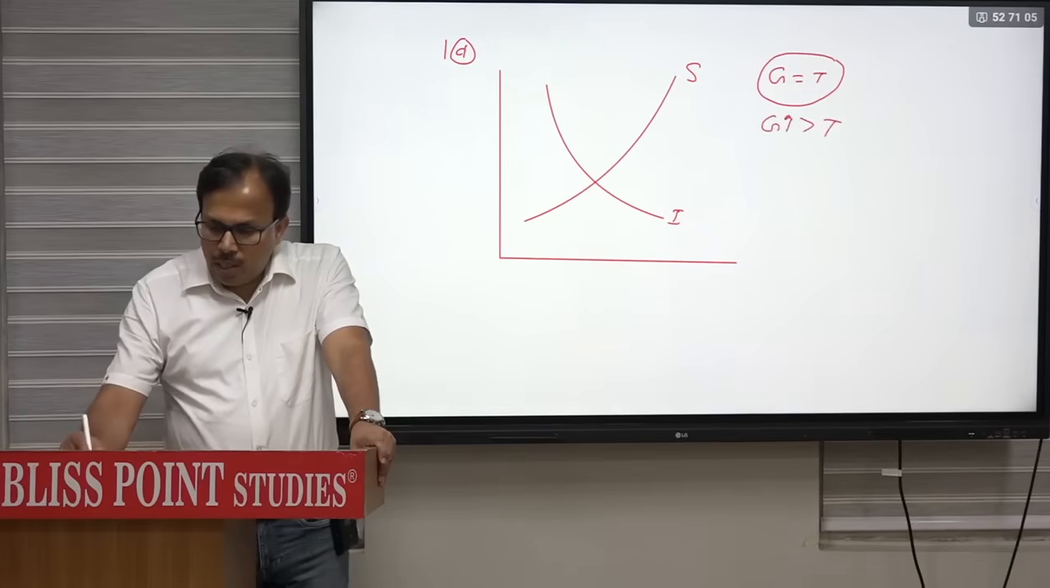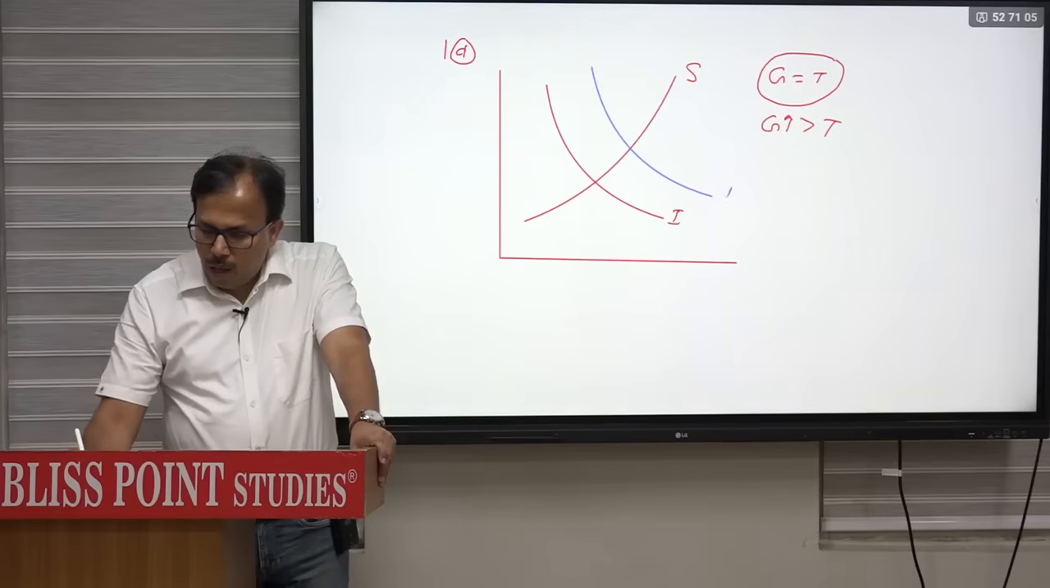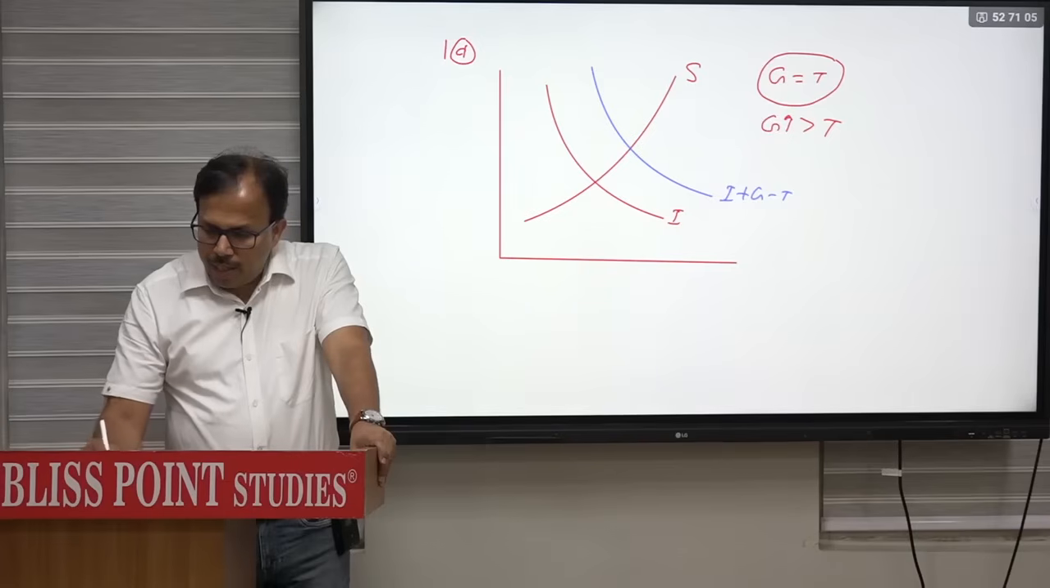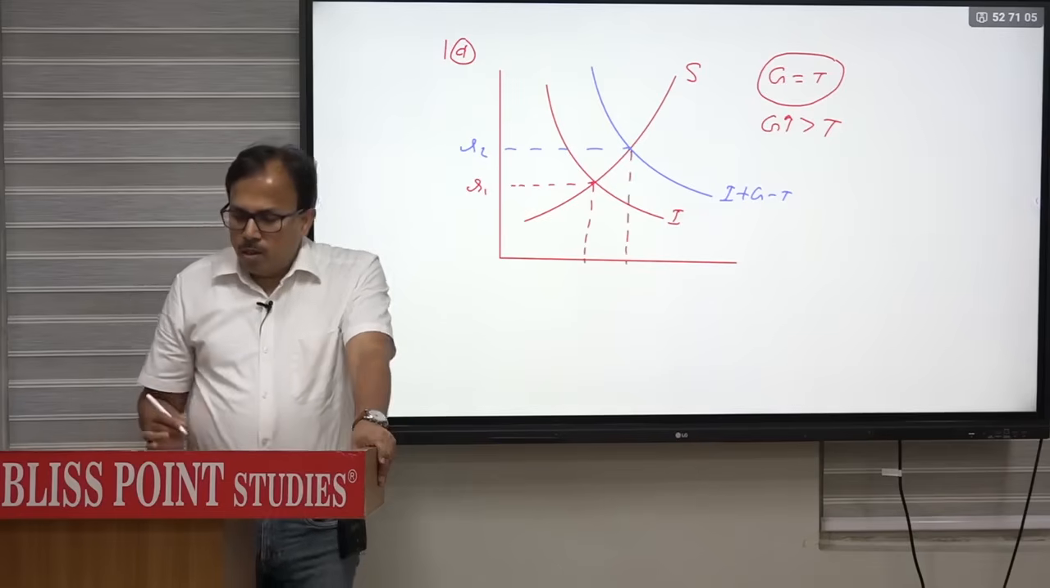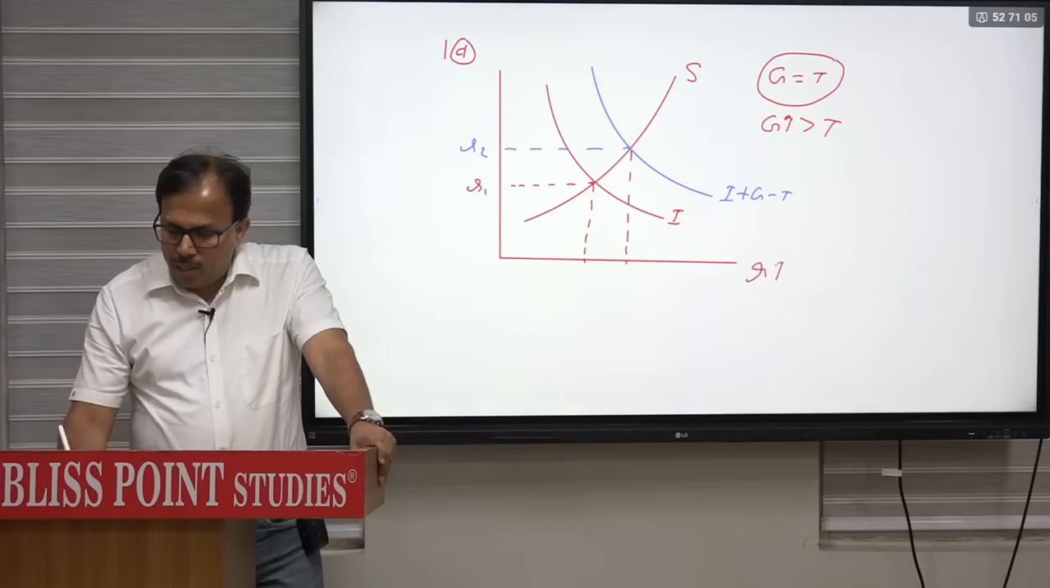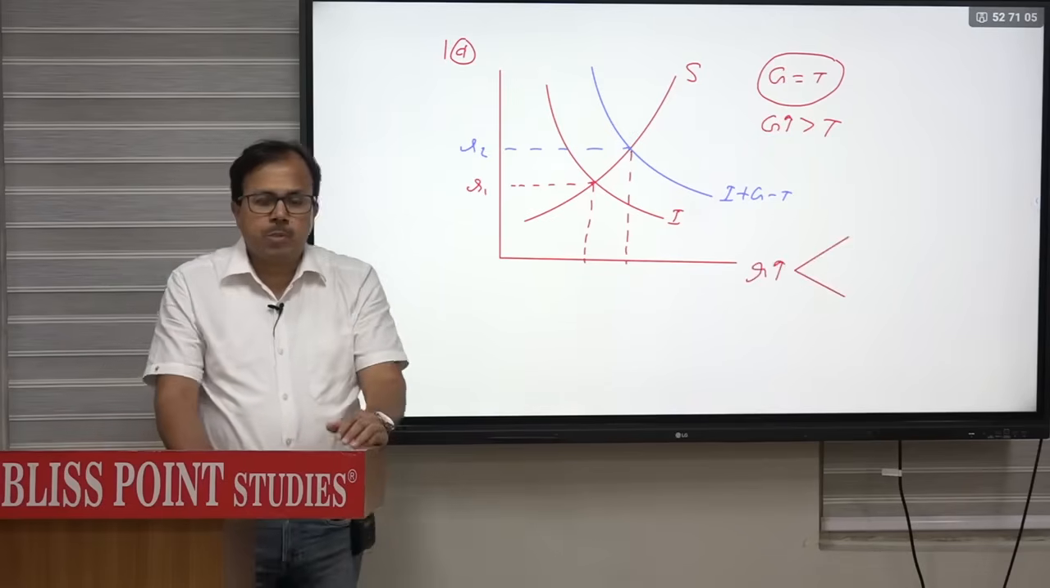As government expenditure increases, demand for loanable fund will shift, and this will become I plus G minus T. So initially interest rate was R1, now interest rate will be R2. So initially saving was determined by this, now saving will be determined by this point. So rate of interest increase has two adjustments, and this is the main part of your answer. It will have two adjustments.